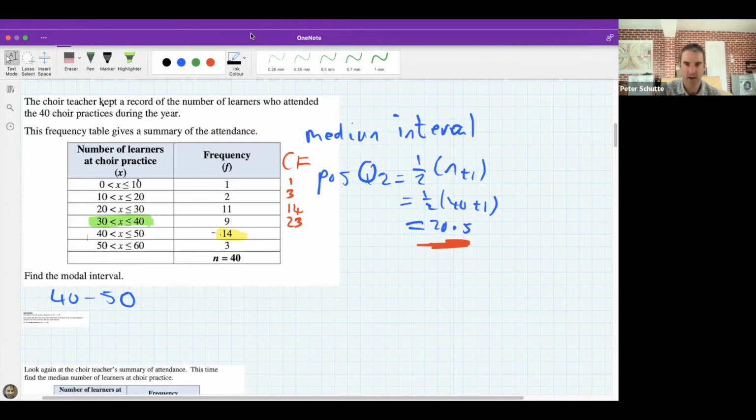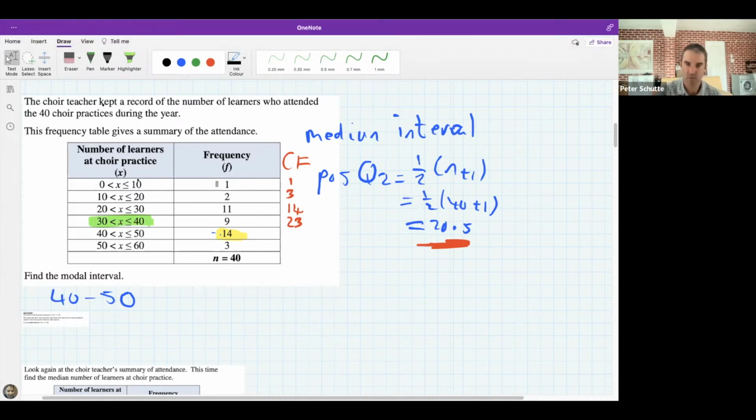So what did I do? I found the position like normal, and then I counted through the frequency columns. And I said, well, I want to count up to 20.5. Which interval has 20.5? So 1 plus 2 is 3, plus 11 is 14. And then if I get to the end of this interval, I've gone too far. I've got to 23. So it must be contained in this interval over here.